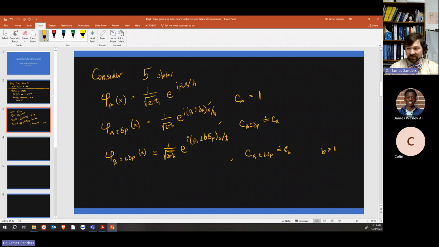Okay, so we now have 5 peaks here. We have a center, we have 2 that are separated by this delta p, and we have 2 more that are separated by some larger number times delta p. So if we wanted to do the superposition of these, our state at time 0 now looks like this.